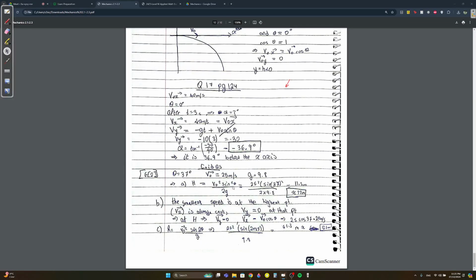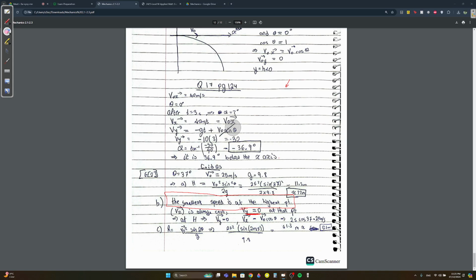And by the way, the smallest speed in projectile motion is at the highest point. It was an exercise in the book. Because at the highest point vy is equal to 0. That's the only point in projectile motion, not in horizontal projectile, but in the actual projectile where it goes like this. The smallest speed is over here at the highest point.